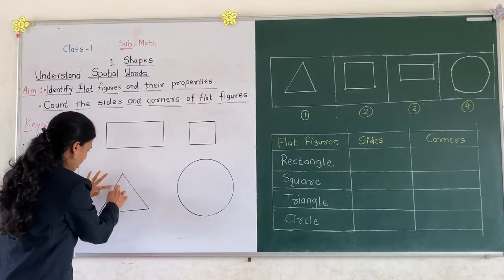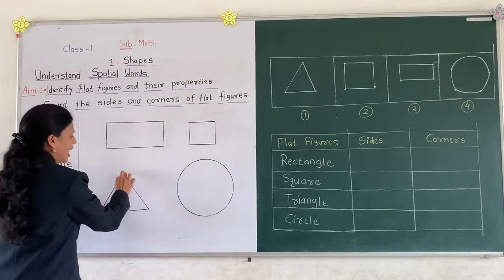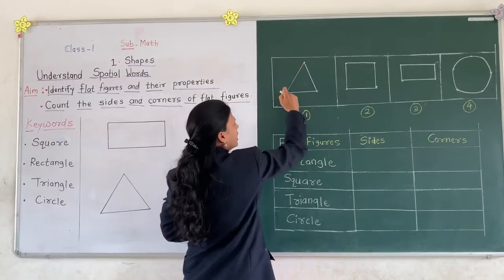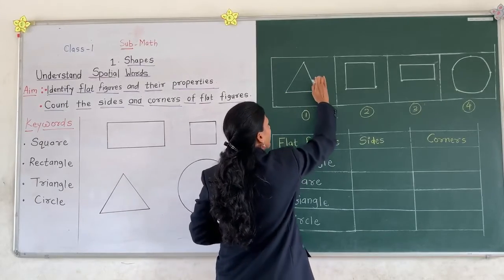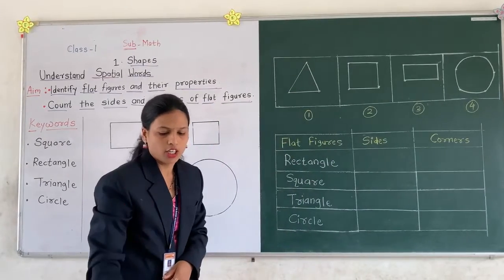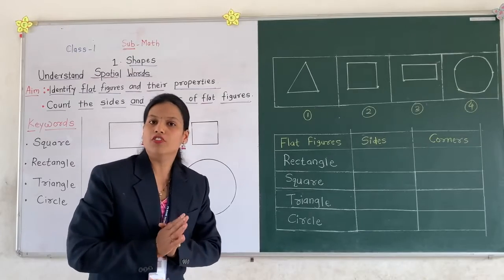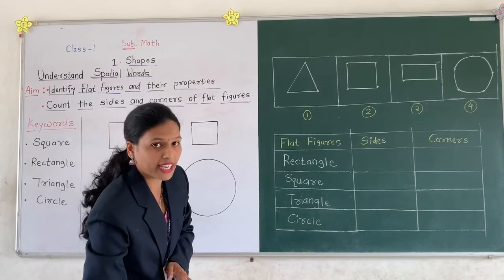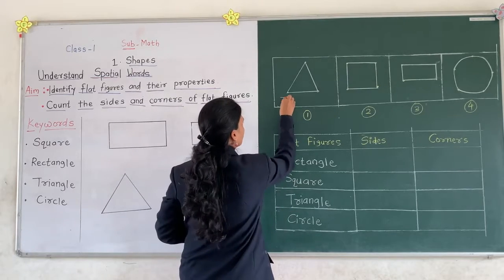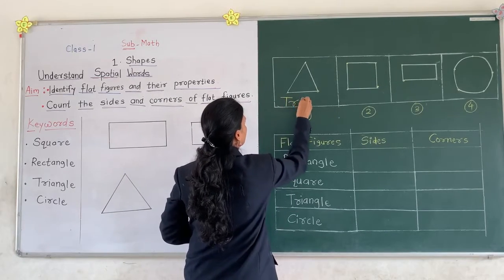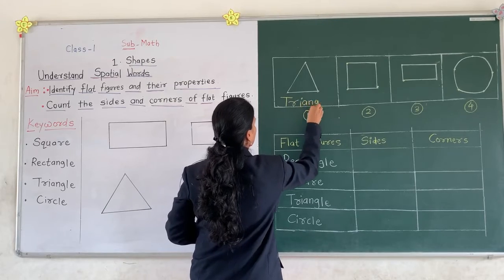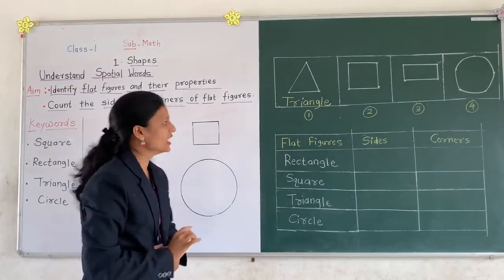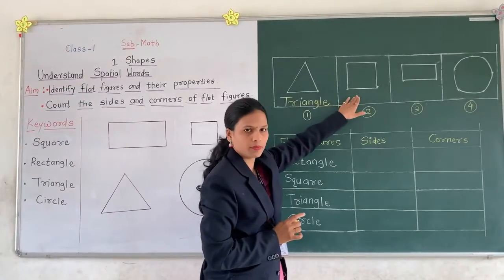Here also line number 1, line number 2, line number 3. Right? Here also, this is line number 1, line number 2, line number 3. So the name of the shape is triangle. What is the name of the shape? Triangle.